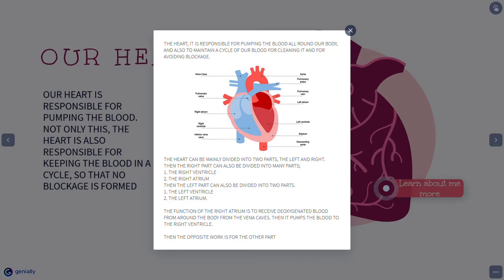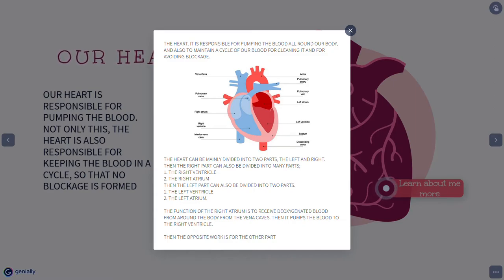Okay, so now let's see the parts of our heart, as we saw for the lungs. It also has many parts, but majorly it can be divided into two parts, the left part and the right part. But each part can also be divided further. Mainly, the right part has the right atrium, right ventricle and pulmonary valve. And the left part can be divided into left atrium, left ventricle and pulmonary valve. They are the same, but their names are different. What are their functions? Let's study that.